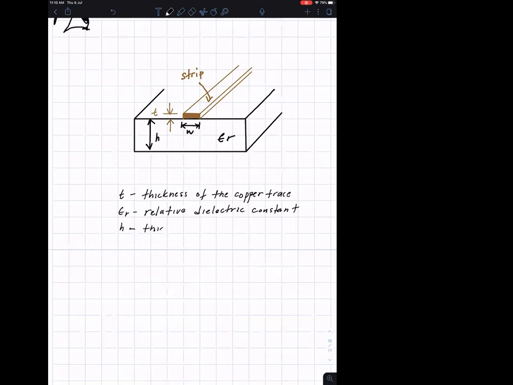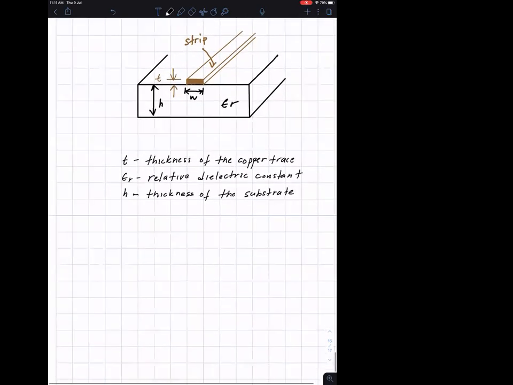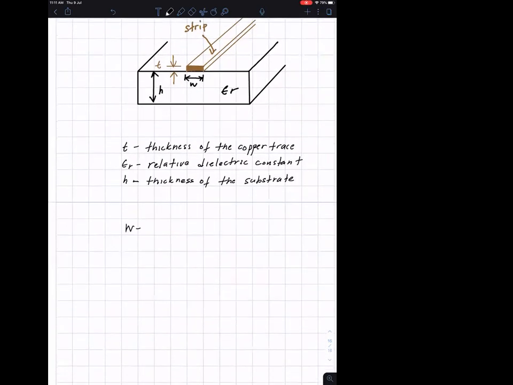H, thickness of the substrate. W, the width of the strip. This is also the same thing, you know, strip or trace.